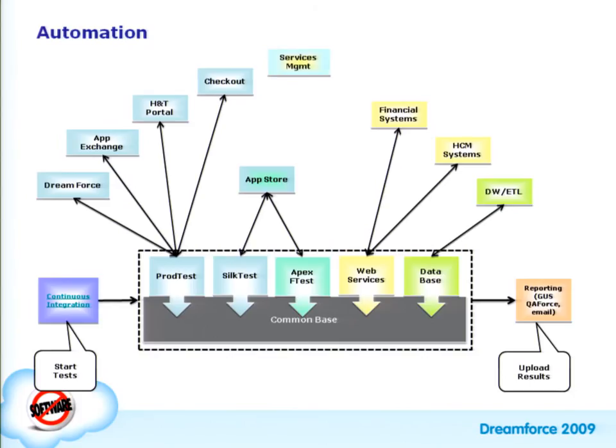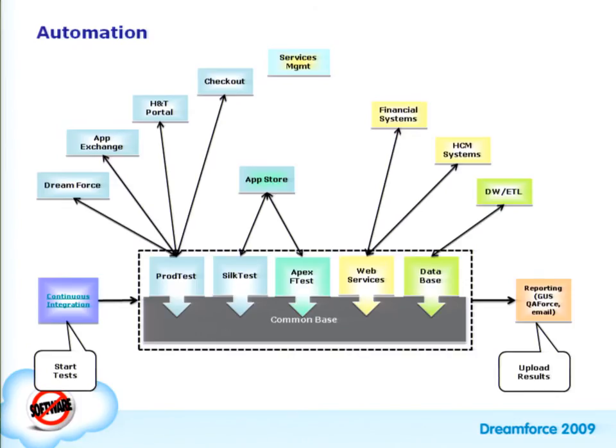And another, all the financial systems, HCM systems, those are all vendor applications which we integrate with using API or web services, for which we use our web services protocol. And DWETL is our data warehouse ETL, which we use internally, and that's a database utility that we use.